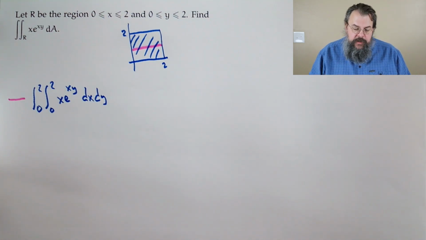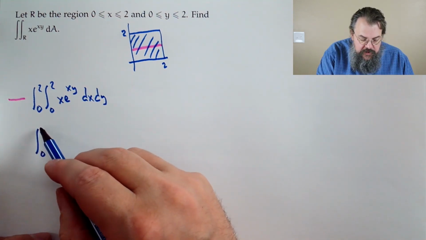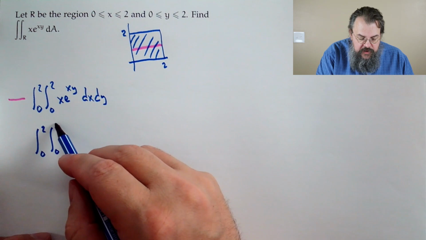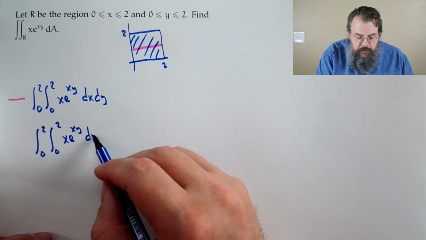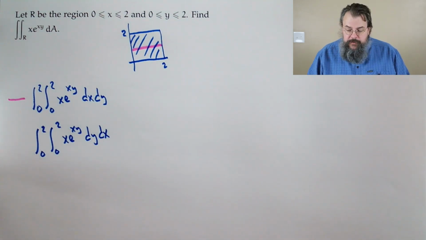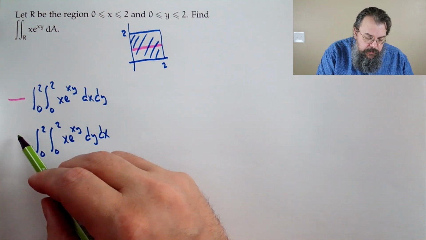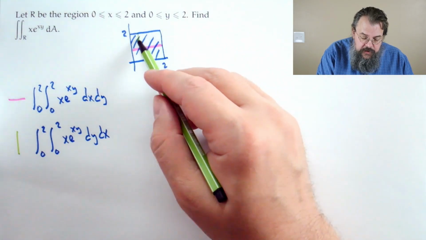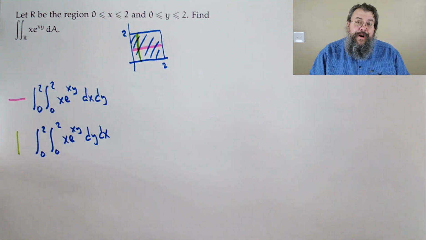The other way we could have done this is we could say, okay, look, that's 0 to 2, 0 to 2 of x e to the xy dy dx. And what does that correspond with? That one corresponds with what I would like to call vertical slicing. Now, which one is best? The answer depends on the problem.